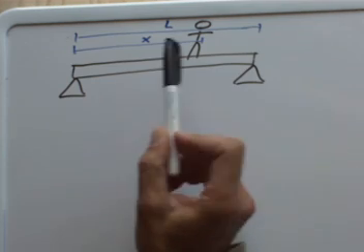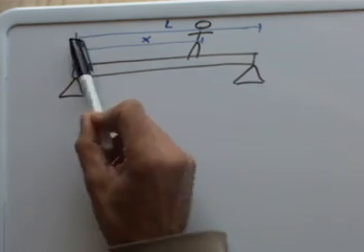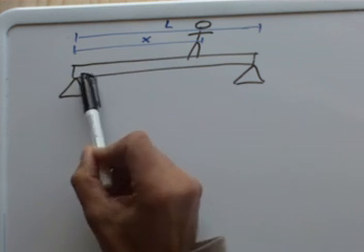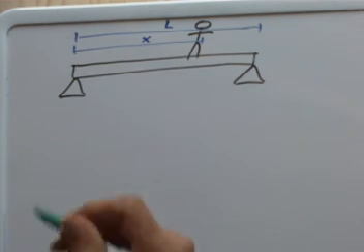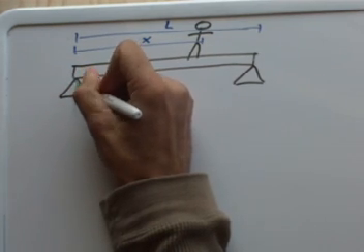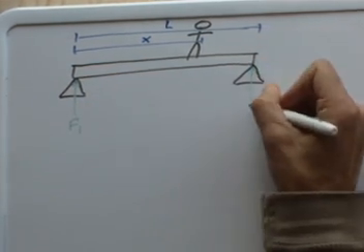But the relevant parameters here are that the board or the plank that the person is standing on has a length L, and the person is standing a distance X from one of the pivots. And so what a question like this typically might ask is something like this. How strong is the force of this support up, and how strong is the force of this support up here?